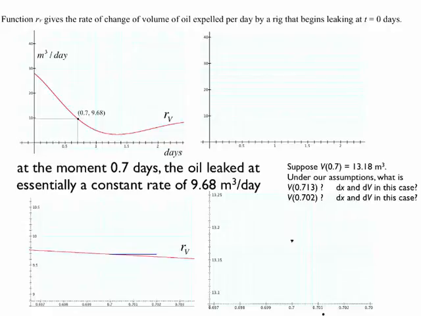So what is V of 0.713? What are dx and dv? What's V of 0.702? What's dx and dv? And we need to know how to do this. So if you're struggling, get help. The TAs will be walking around. You've got people around you. But this is a crucial skill that we should have by now. Okay, ready, go.